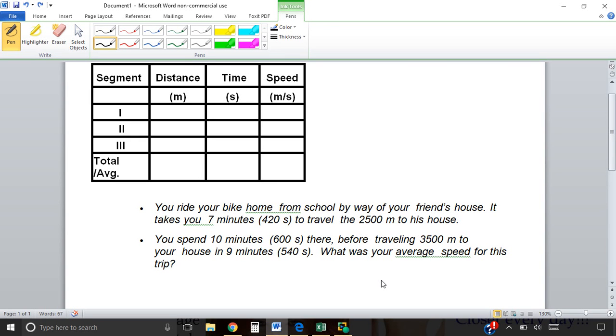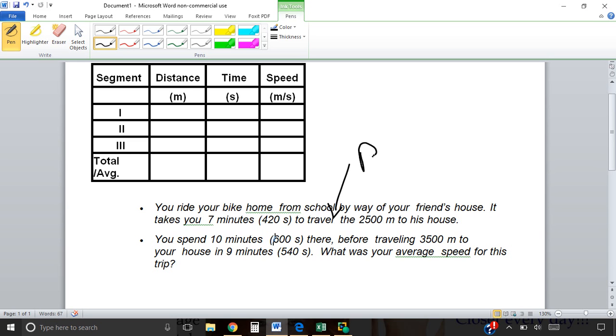Hello everybody, so we've been studying how to find average speed for a longer distance that you've traveled than when we used our Hot Wheels cars. So we're going to look at this problem right here together. You ride your bike home from school by way of your friend's house. It takes you 7 minutes or 420 seconds to travel the 2,500 meters to his house.